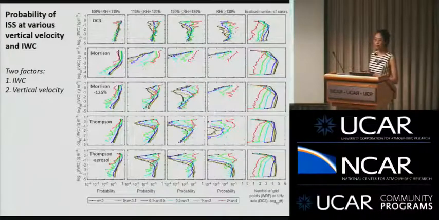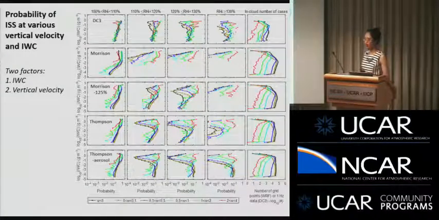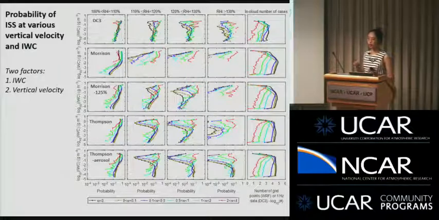So another comparison is the correlation between supersaturation and vertical velocity. We want to know if the simulations rely on vertical velocity to generate supersaturation. And if so, how strongly do they rely on vertical velocity? Before we do that, we need to control 2 factors, ice water content and vertical velocity. The higher ice water content you have in the model grid box, the harder it will be for the model to maintain or generate supersaturation.